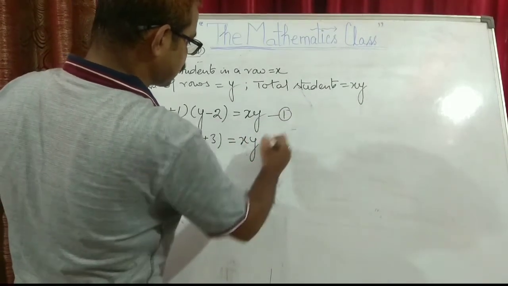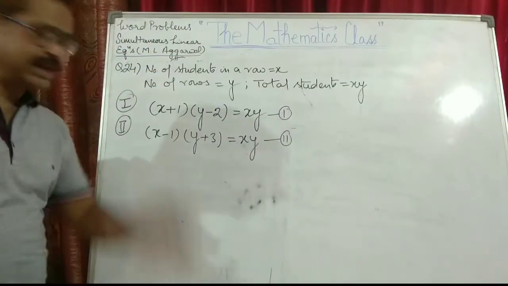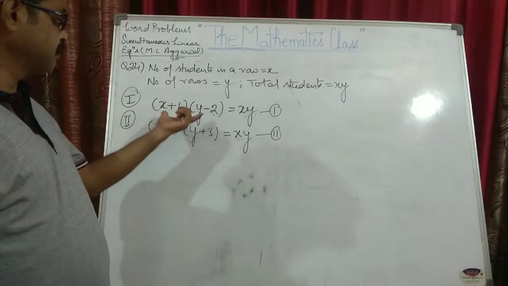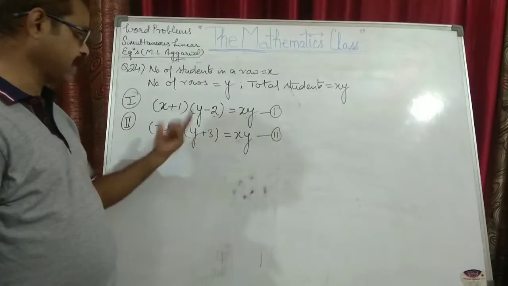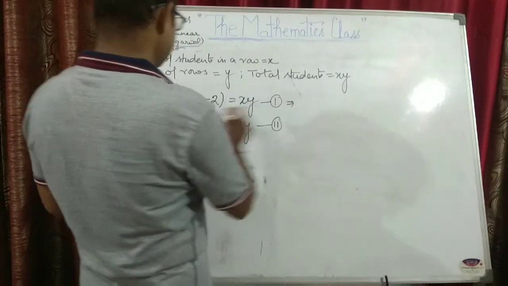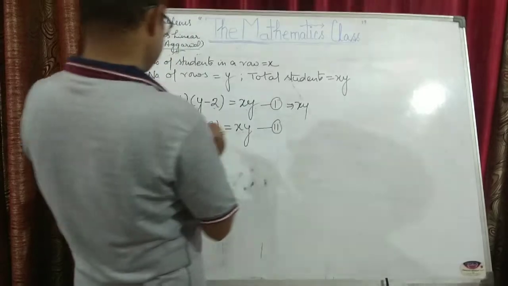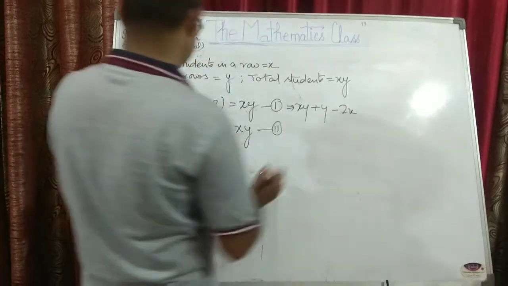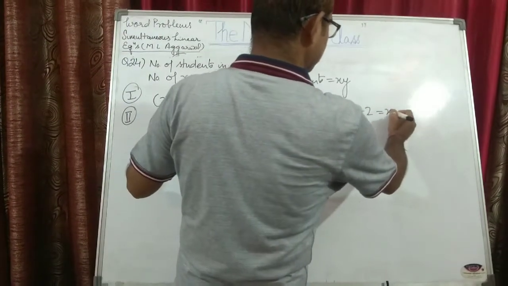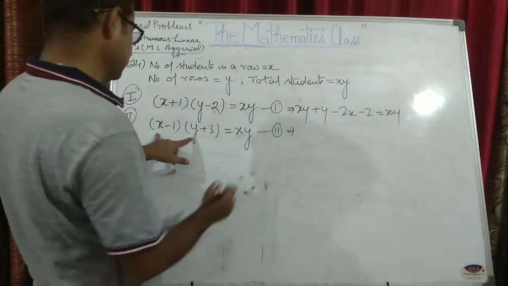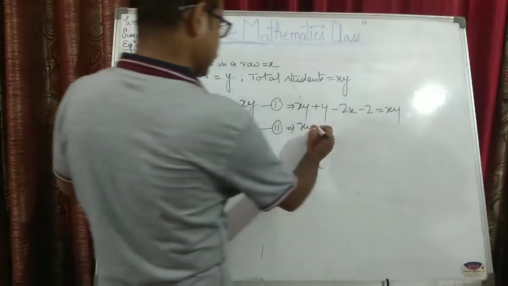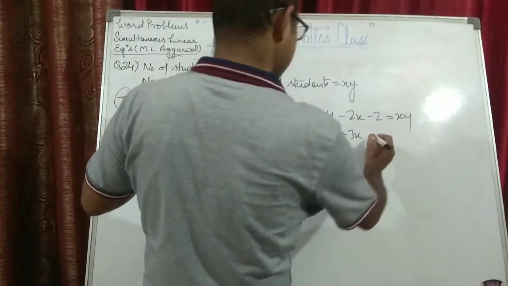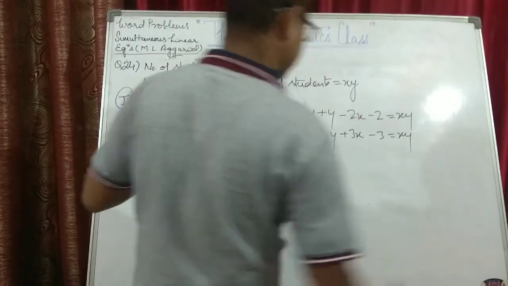This is equation number 1, this is equation number 2. It's very simple. Now what are you going to do in this? Simply multiply these and equate. I am doing it here. So (X plus 1)(Y minus 2), that is XY plus Y minus 2X minus 2, is equal to XY. Second equation: XY minus Y plus 3X minus 3 is equal to XY.